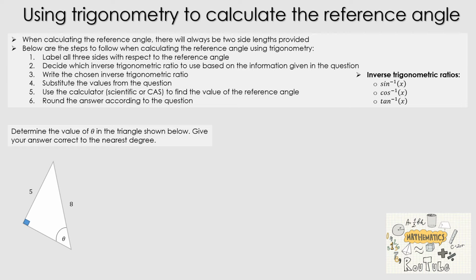Step 1 is the same as we've seen before: label all sides with respect to the reference angle. By the end of this video, we should hopefully be fairly confident with labeling in terms of trig. So the 5 should be the opposite because it's opposite the reference angle. The 8 should be H because it's opposite the right angle, which leaves the adjacent as our side with no value. So that means we've got O and H.